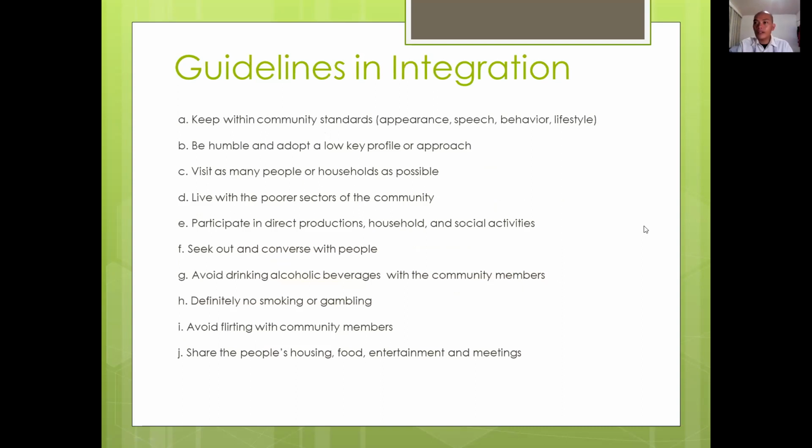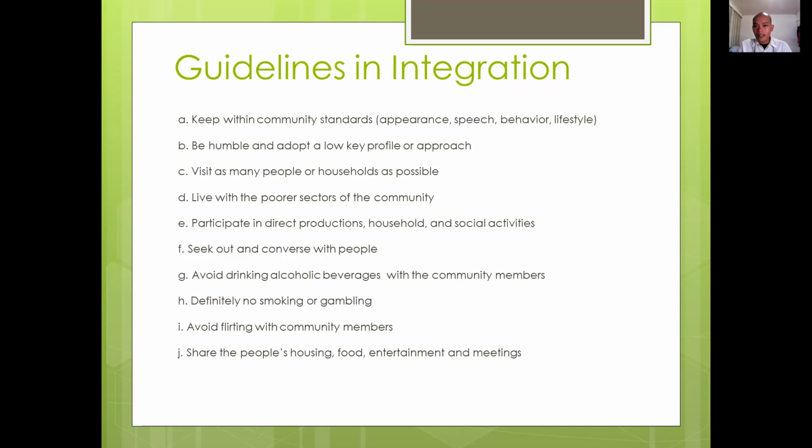Guidelines during the integration. Okay, so here are some pointers while you are doing your integration, especially in the first part. Keep within community standards. Your appearance, for example, should not be too loud. Don't be too flashy, don't be too noisy, don't act like you're better than the community. Your speech also, if you can use the local dialect, if they understand Ilocano and you know Ilocano, just speak Ilocano, don't use English or Taglish. Okay?